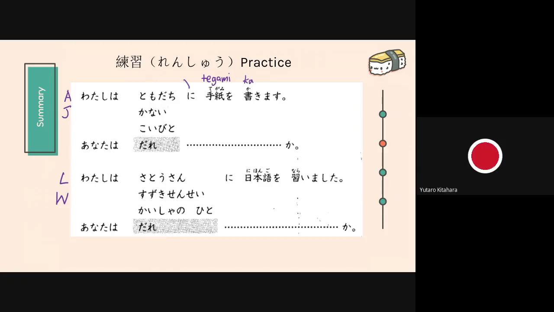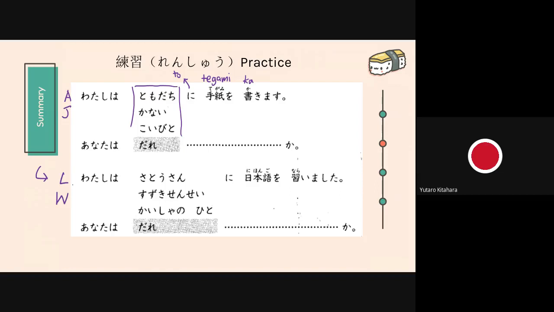Correct. Okay, James, can you read the next line? 私は家内に手紙を書きます。 Very good. Okay, so 家内 is a wife. So I write a letter to wife. So again, you just keep changing, that's all. Okay, let's go to Lisa for this line now.